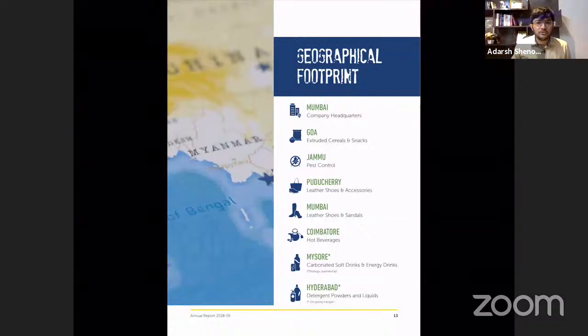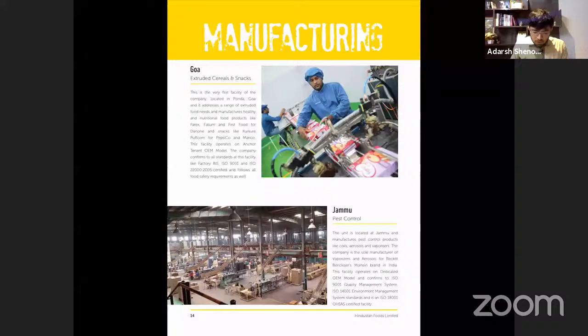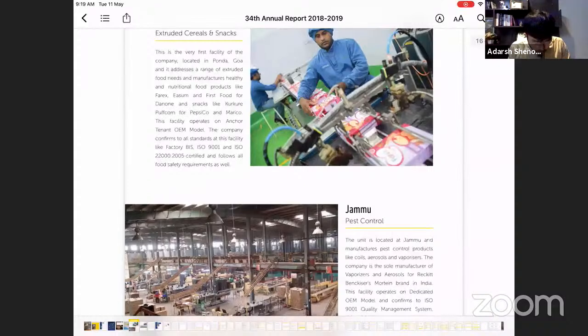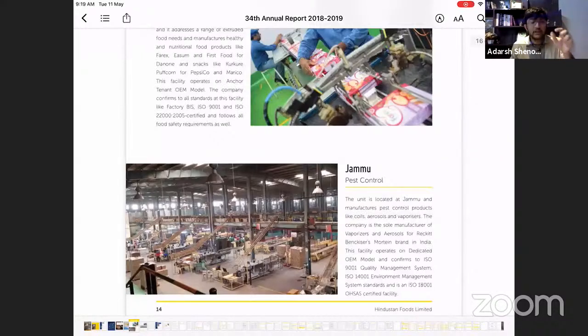In Mumbai, they have leather shoes, sandals. In Coimbatore, hot beverages, that is your coffee powder and all that. Mysore, carbonated soft drinks. So it's a pretty big company, right? Pretty big in production of so many items, detergent powders and liquids and all that. In Goa, they mentioned the different things they do. For Kurkure, Puffcorn, PepsiCo, and Marico, they produce goods over here. In Jammu, pest control. Mortein, you have heard about Mortein. This is from Reckitt, the company that owns Dettol, right? The same company has these Mortein mosquito killers. It's made in Jammu and Kashmir by this particular company.